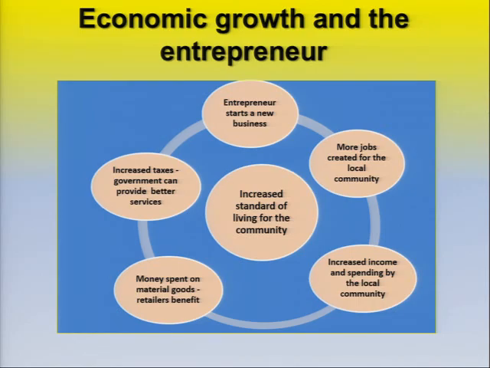The government can now tax more businesses than before, so that the government can now provide more and better services for the public. So this is what can happen when we've got more entrepreneurs entering the market. So we'll have an increased standard of living for the community, which has a ripple effect or a multiplier effect.